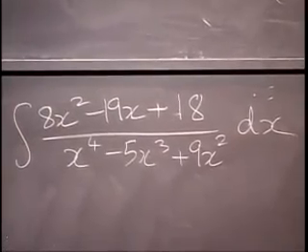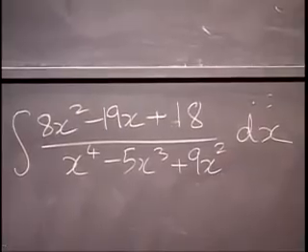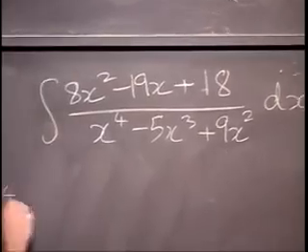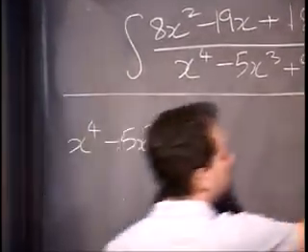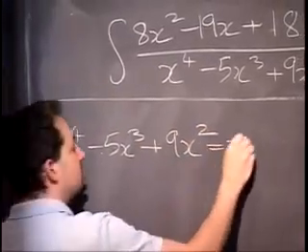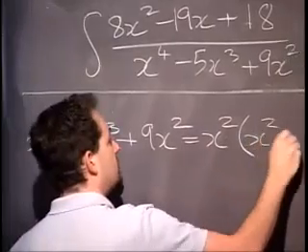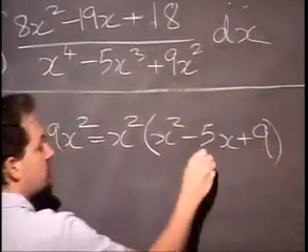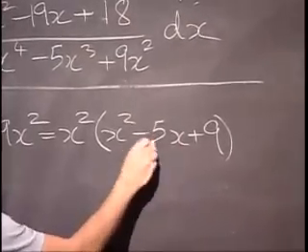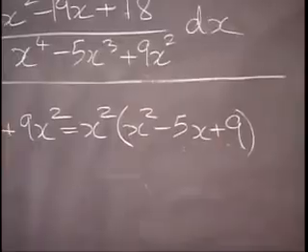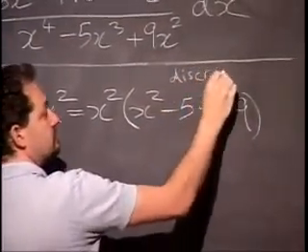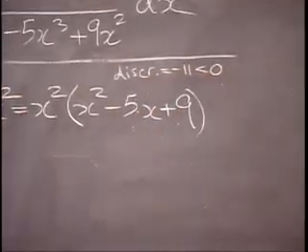Now it's a quartic, which is normally cause for great alarm, but in this case there's an obvious factor. The denominator, x to the fourth minus 5x cubed plus 9x squared, factors into x squared outside of x squared minus 5x plus 9. The question is, does that need to be factored further? Well, negative 5 squared is 25 minus 36. The discriminant of this is minus 11, which is negative. So no, you cannot factor that.